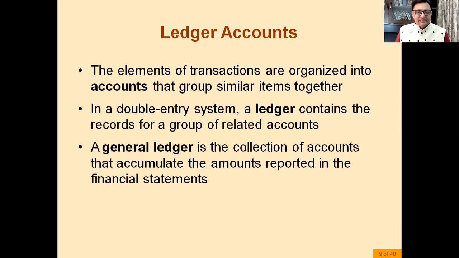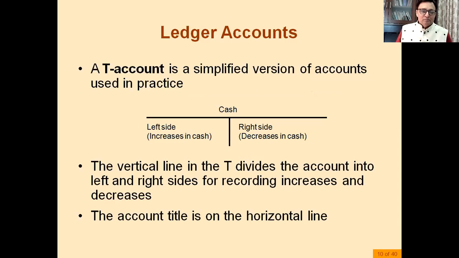A general ledger is the collection of accounts that accumulate the amounts reported in the financial statements. So on the basis of the summary of these different kinds of accounts and their balances, we will prepare the financial statements, that is the trading, profit and loss account and balance sheet. An account represents a particular category of transactions, and in the ledger, different accounts are opened.